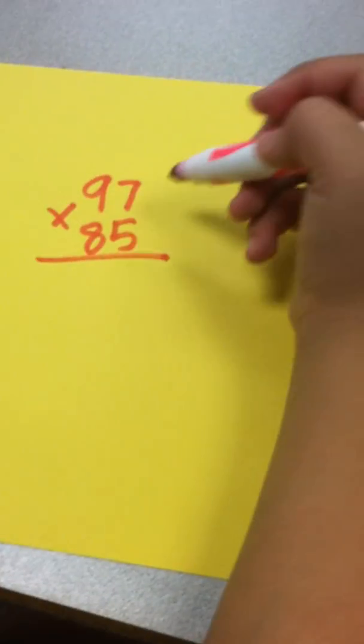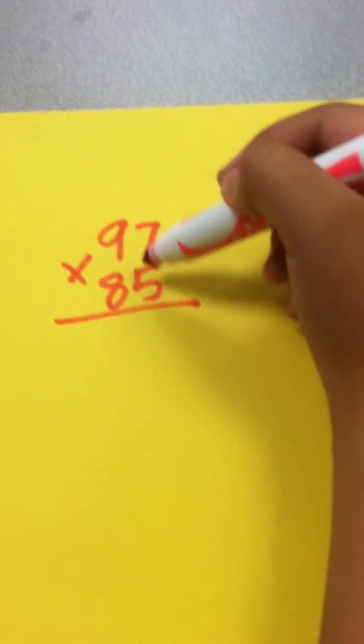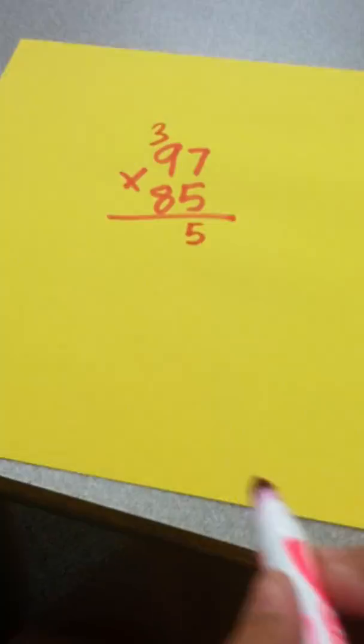I'm going to teach you about 2-digit times 2-digit multiplication. I'm going to use an example of 97 times 85. I'm going to multiply the 1's digit that's on the bottom by the 1's digit that's on the top. 7 times 5, that would be 35. I put the 5 under the line and the 3 on top of the 9.